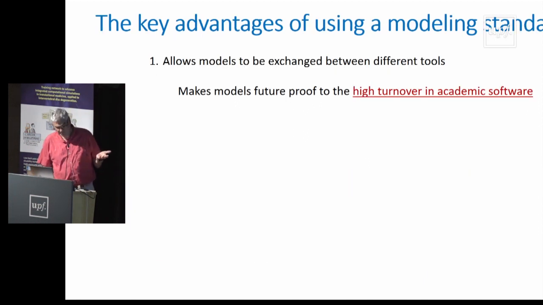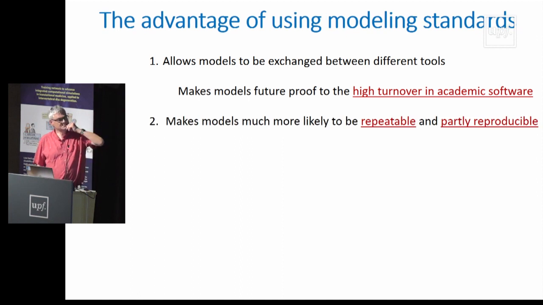What about a modeling standard? Okay, of course I'm going to be biased here and tell you all the wonderful things that a modeling standard can do. So first thing is, it allows models to be exchanged between different tools. And as I said, academic software has a very short shelf life, right? Comes and goes. The community is littered with thousands of software packages that no longer work. So if you have some kind of independent format, you can just move your model and keep going with the latest and greatest software package.